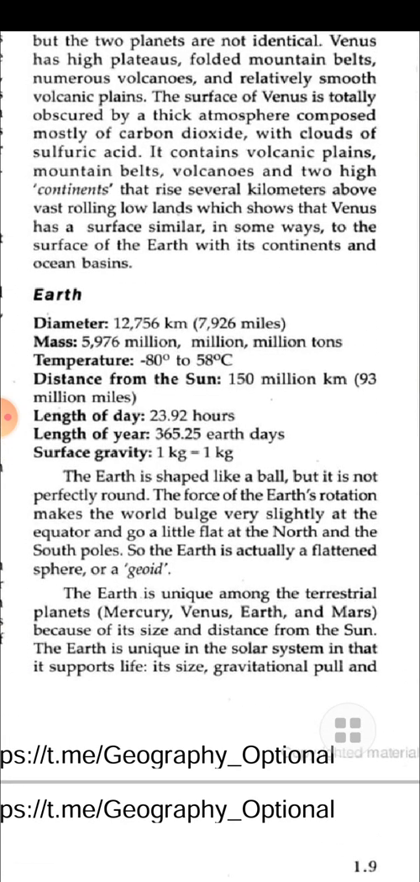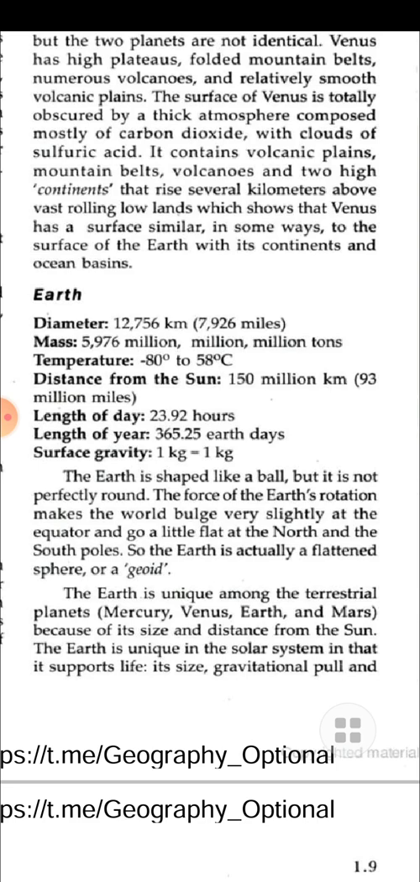Earth. Diameter 12,756 km. It means 7926 miles. Mass 5976 million tons. Temperature minus 80 degrees Celsius to 58 degrees Celsius. Distance from the Sun is 150 million kilometers. It means 93 million miles. Length of the day is 23.92 hours, and the length of the year is 365.25 Earth days. Surface gravity: 1 kg is equal to 1 kg.